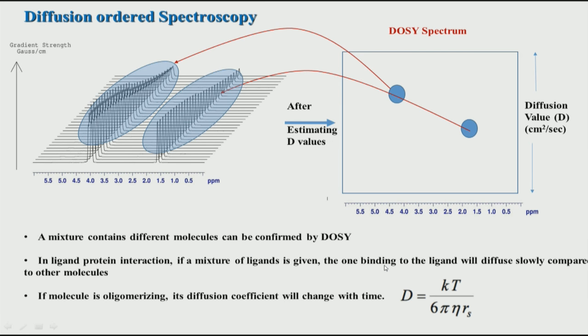Then you can use Dosy, because all the small molecules will have the same diffusion values, but the one which binds to the protein will diffuse slowly, because it is now bound to the protein and behaving like a big molecule. The protein is a large molecule, so the diffusion will be slow, and that ligand will have a slower diffusion, or lower D value. By that you can find out that that particular ligand is binding to the protein, whereas the other ligands are not binding.